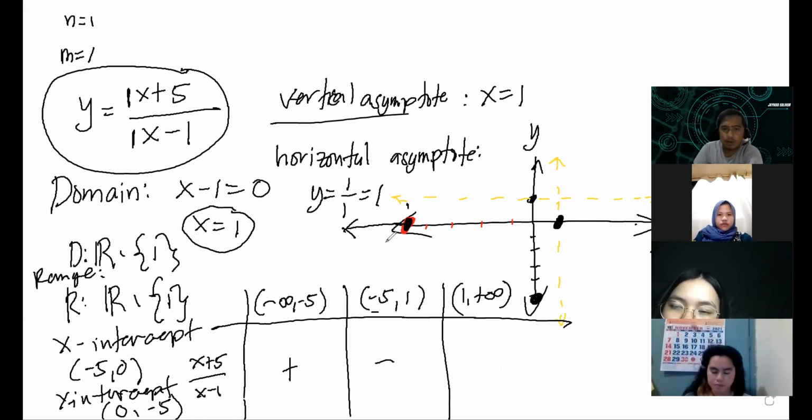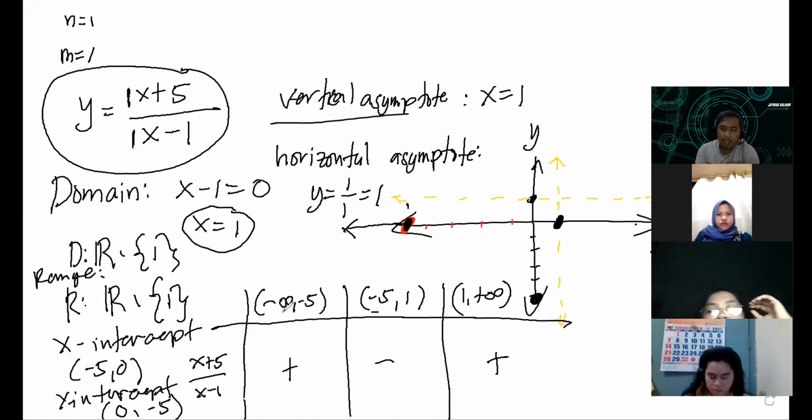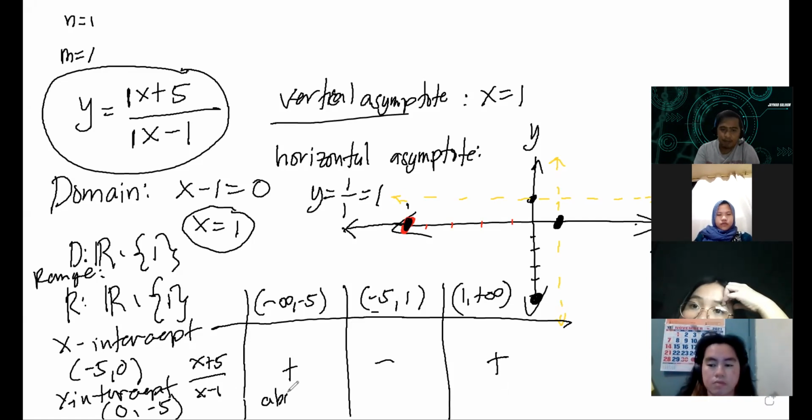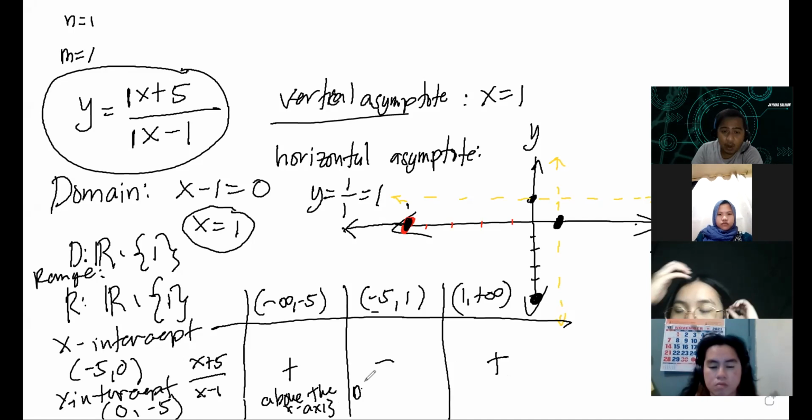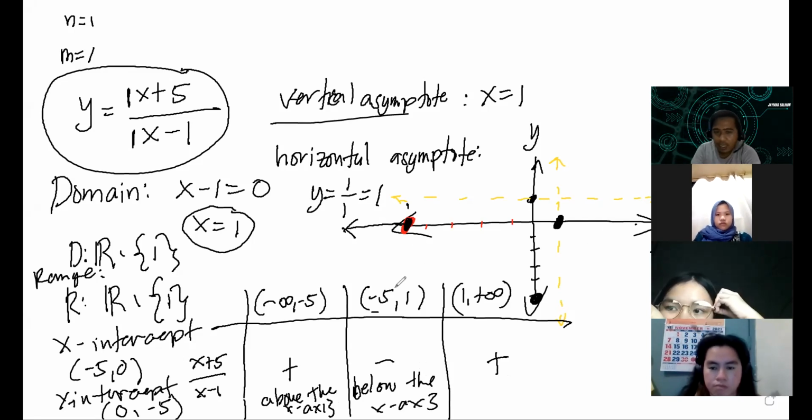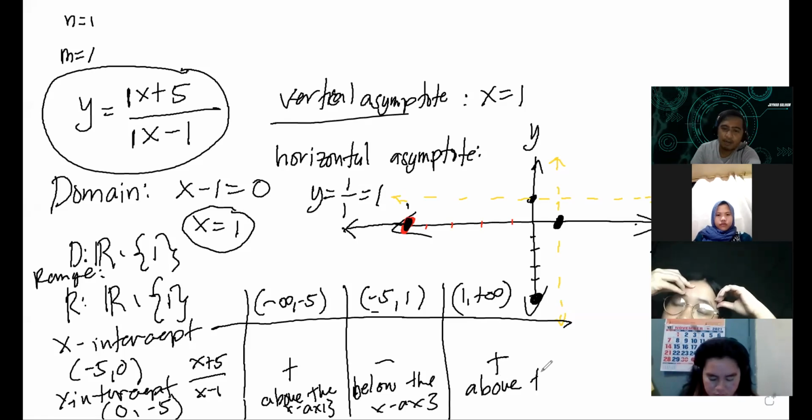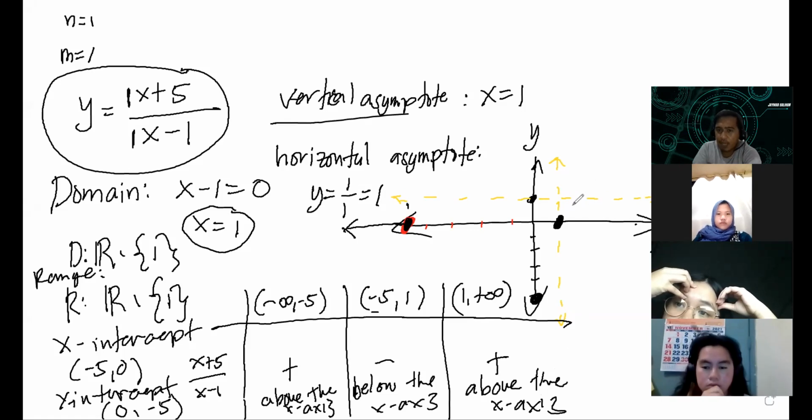Okay. Now, what is the use of this, class? If you see that it is positive, it tells you that in this interval, your graph is above the x-axis. Meaning, the graph is above. Clear? Now, what does negative mean? It is below. The graph is below the x-axis. It means it is under the x-axis. While if it is positive, the graph is above the x-axis. So in this interval, from 1 to positive infinity, the graph is above, and likewise in the first interval.